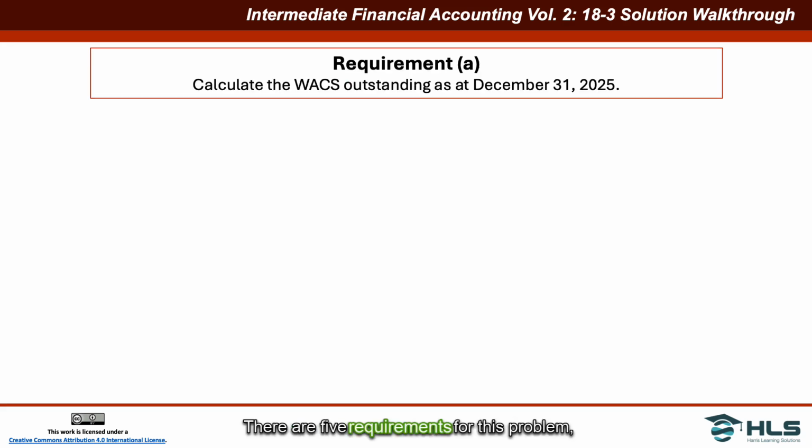There are 5 requirements for this problem, so let's begin with requirement A, which asks us to calculate the weighted average number of common shares, or WACS, outstanding as at December 31st, 2025.